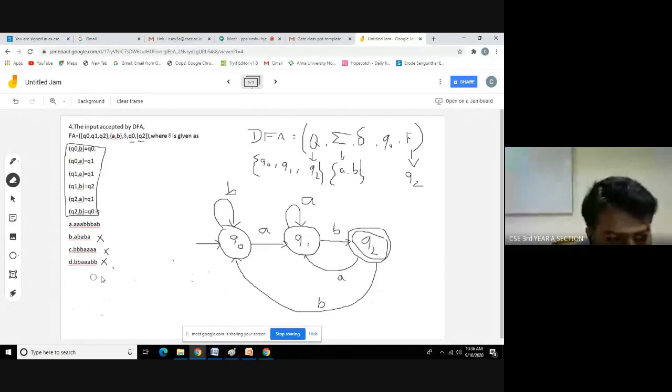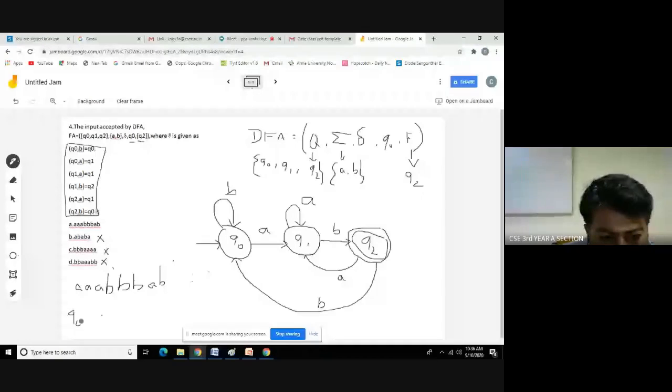Right. What is the next thing? A, A, A, B, B, B, A, B. What is our starting state? Q naught, right? So Q naught is my start state. From Q naught, I read the input symbol A and it reaches the Q1 state. From Q1, I read A and it goes to the same state. Again A, same state. From Q1, I read the input symbol B and it moves to Q2.